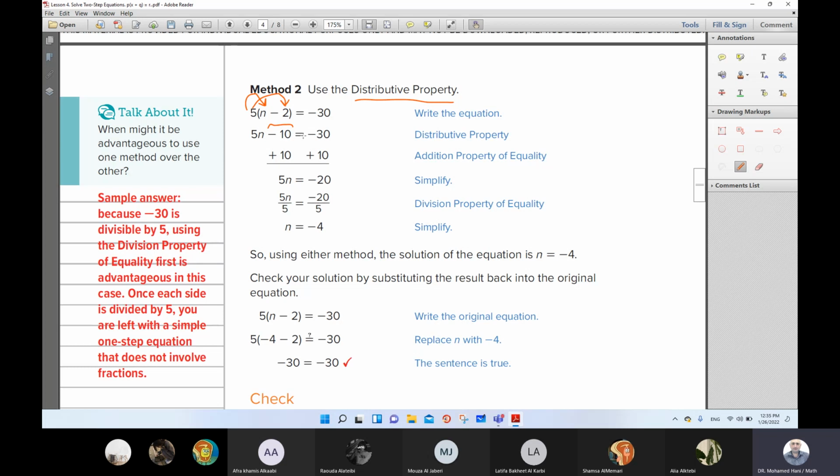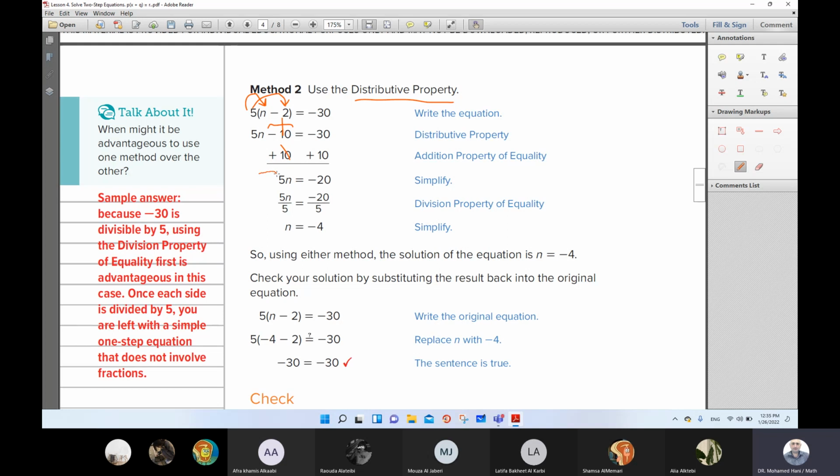Add the inverse of this constant. The inverse of negative 10 will be plus 10. Add plus 10 to the two sides. Negative 10 plus 10 will be 0, remains 5n. In the second side, negative 30 plus 10 will be negative 20.